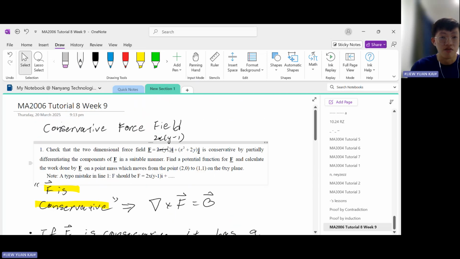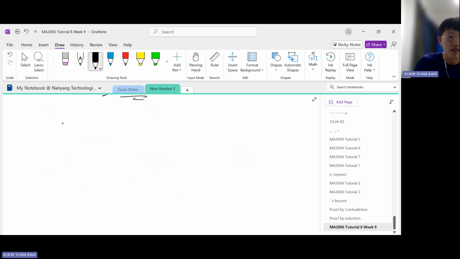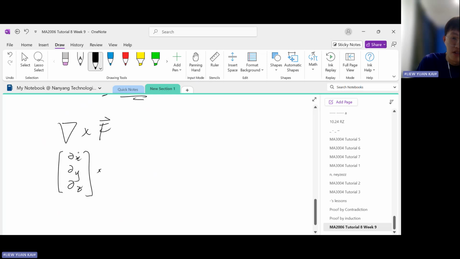So let's check whether this force field is conservative. To do that, remember, we need to check the value of nabla cross F. Remember the definition of nabla: it is a column vector filled with partial derivatives in each component. Nabla is partial x, partial y, partial z. I'm just abbreviating the partial derivatives. Technically, you should write it out in full, but it's too much to write, so I'll abbreviate it.